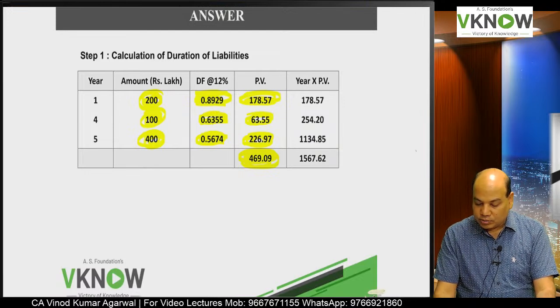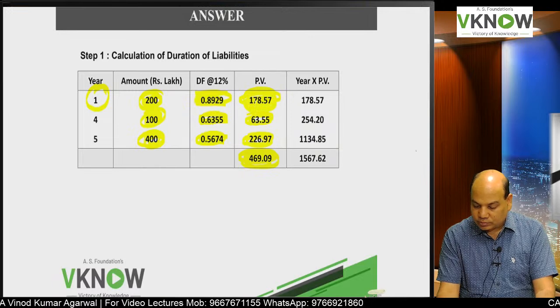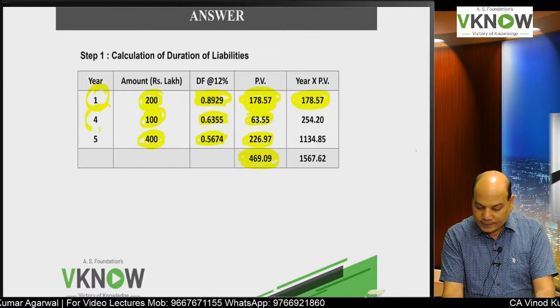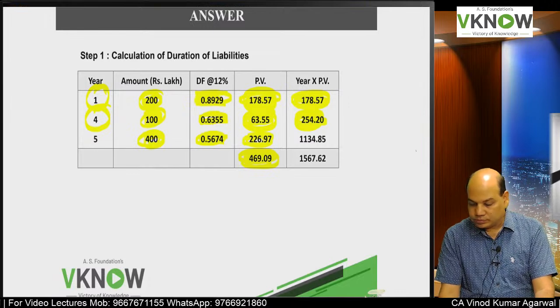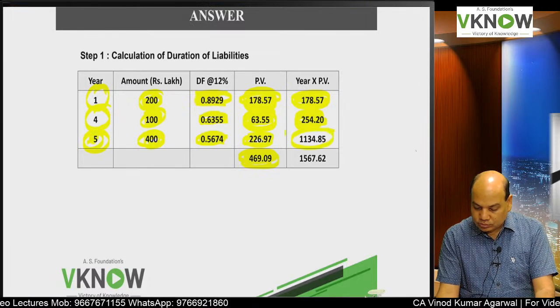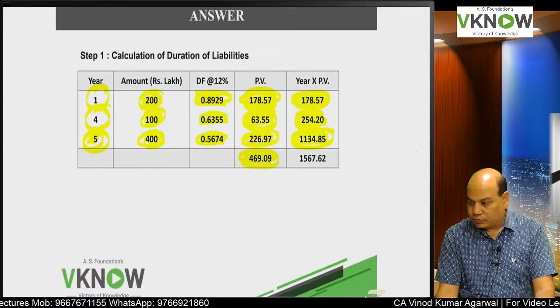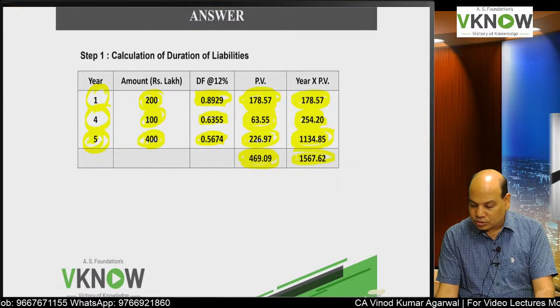Okay. Now multiply the year column and the present value column. 1 into 178.57 is 178.57. 4 into 63.55 is 254.20. 5 into PV, you will get 1134.85. Yes, please confirm this total.